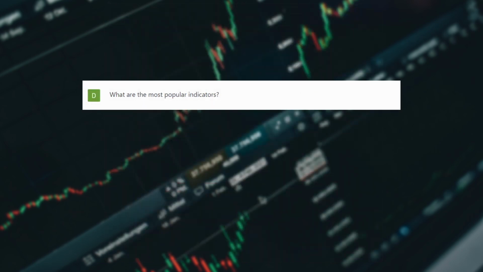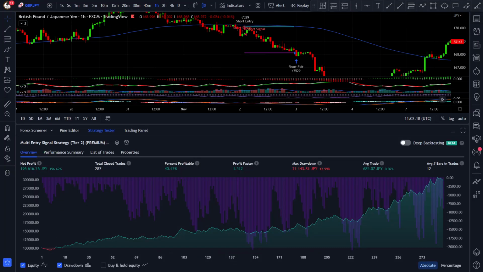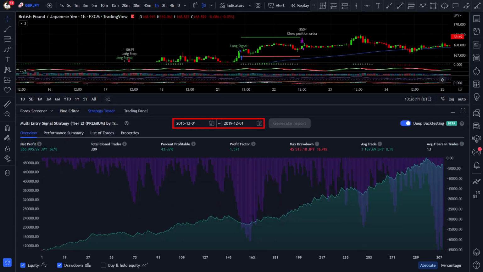So I asked it what are the most popular trading indicators out there, and it answered RSI, MACD and ATR. I decided to put together a strategy using these indicators and optimized it for the British pound versus Japanese yen 1-hour chart. I did the optimization between 2015 and 2019. And guess what? The results were absolutely amazing.